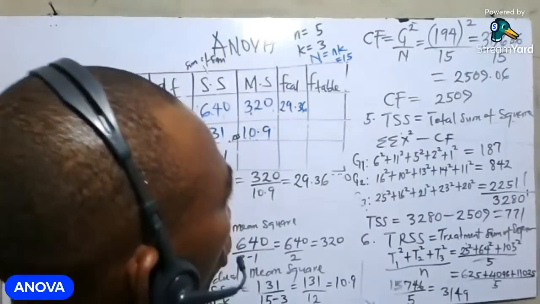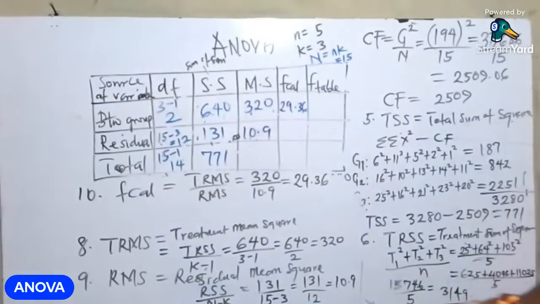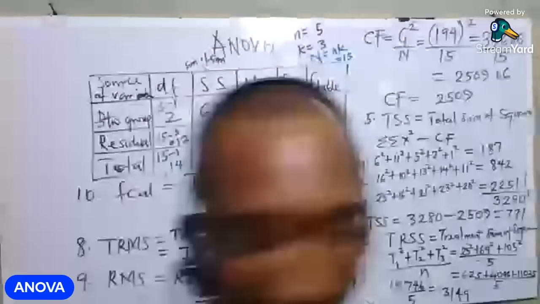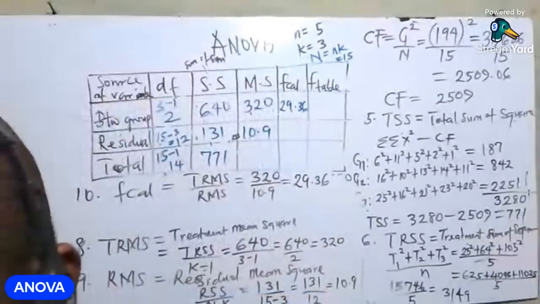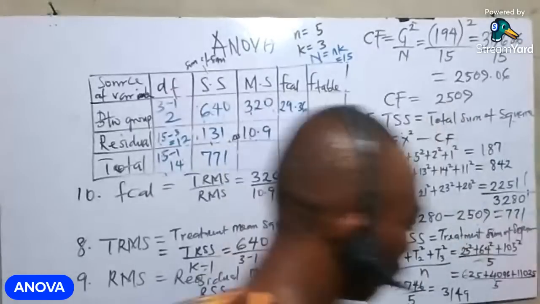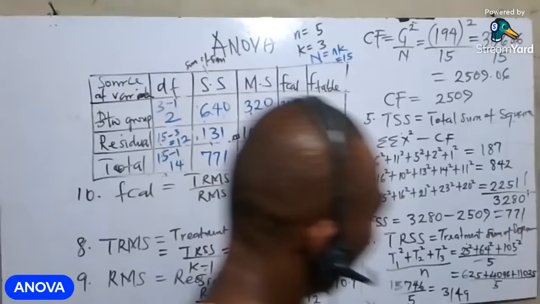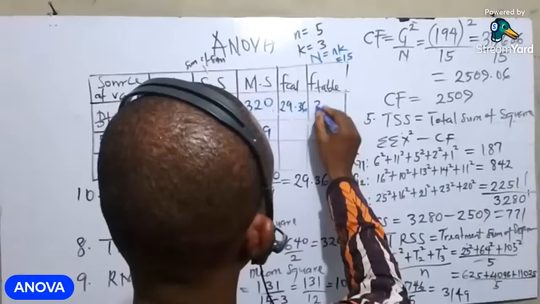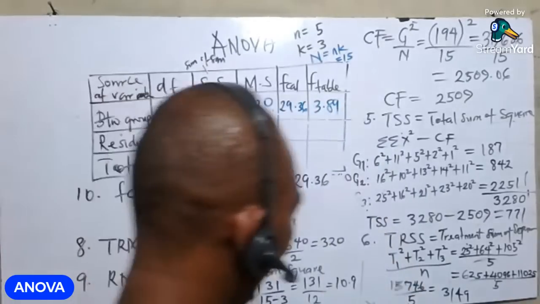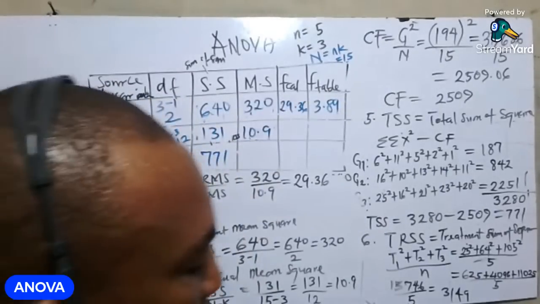So of course, how do you get your F table? You go to your table. Let me look for my 4-figure table now. So when I check my 4-figure table now, under 0.05, my F table is 3.89. Ladies and gentlemen, we have completed the analysis of variance table.